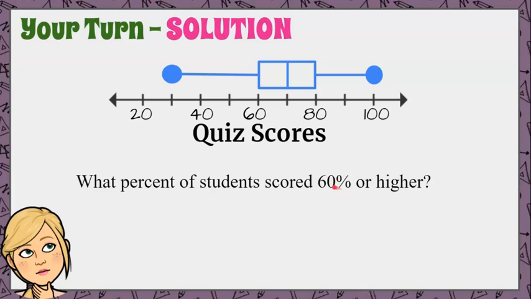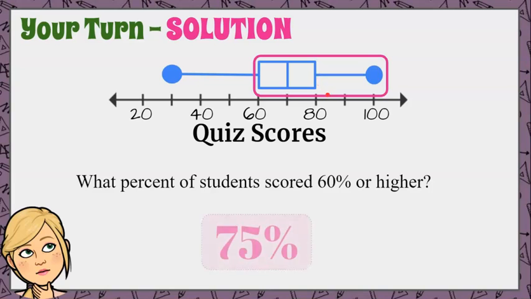Welcome back. So our solution is that we are going to identify 60% on our graph is right here, and we see that that starts at our lower quartile. So we have 25%, 25%, and another 25%. So that is 75% of students scored 60 or higher on this quiz. 25% of our students scored below 60. We can also see right here that 50% of our students, this box represents 50%, scored between 60 and 80.